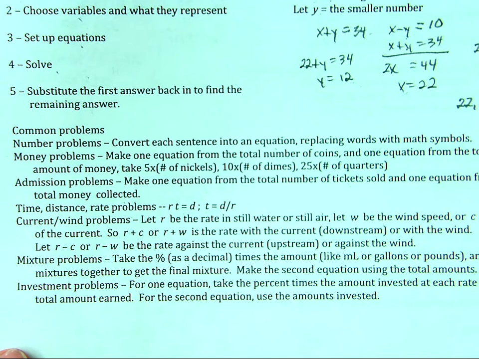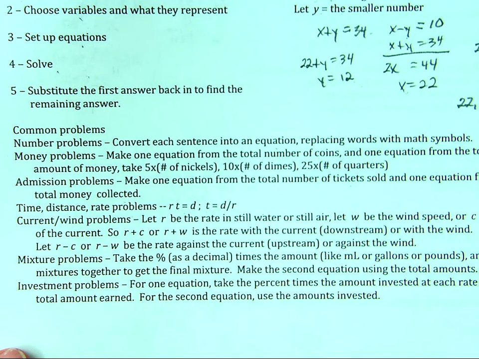Or if you're in the air, you have your airspeed, which is like how fast you set the plane to go, and then you have the wind, which would either be pushing you or pushing back in your face. So if you were going with the wind, it'd be R plus W, because the wind is pushing you. If you're against the wind, it'd be R minus W.